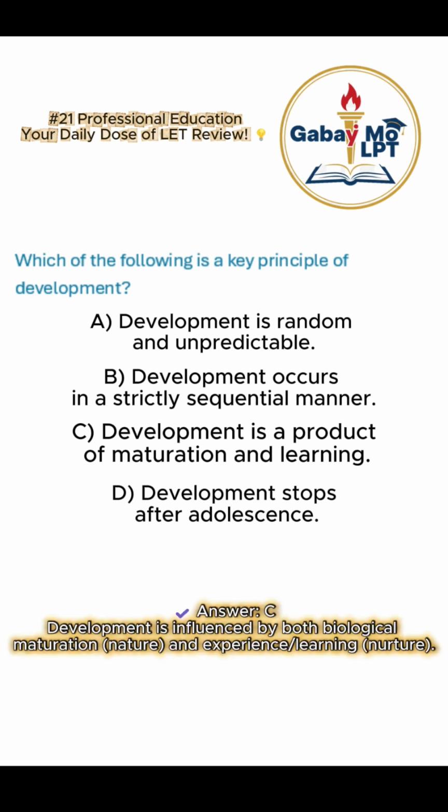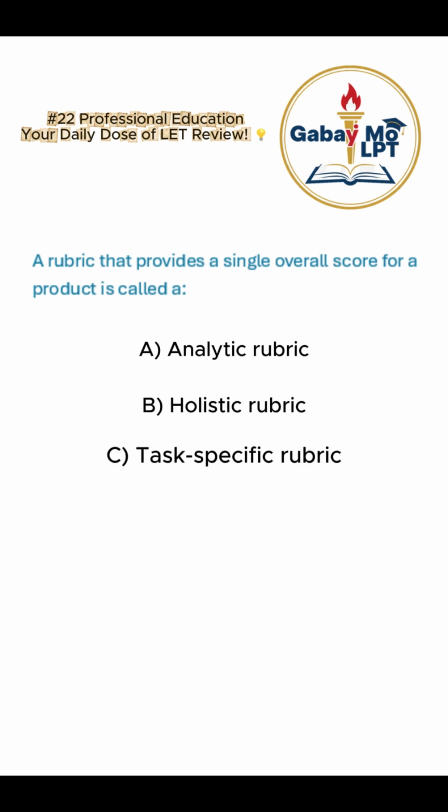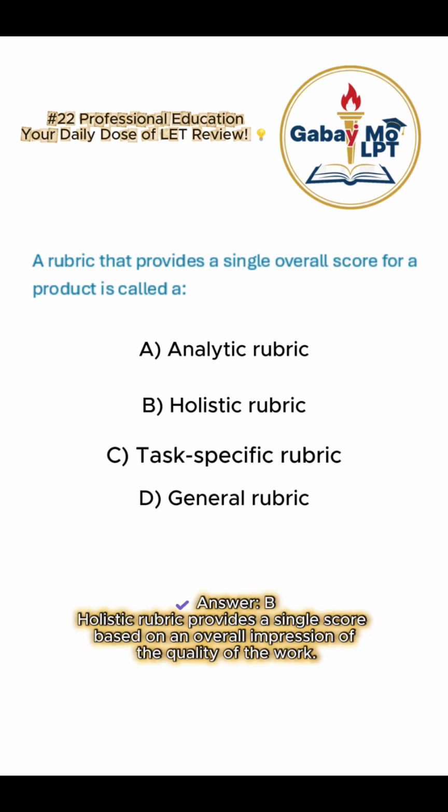Answer C. Development is influenced by both biological maturation (nature) and experience, learning (nurture). A rubric that provides a single overall score for a product is called: A. Analytic rubric. B. Holistic rubric. C. Task-specific rubric. D. General rubric. Answer B. A holistic rubric provides a single score based on an overall impression of the quality of the work.